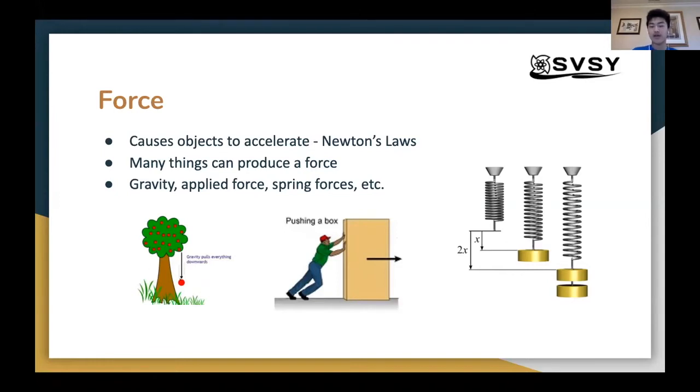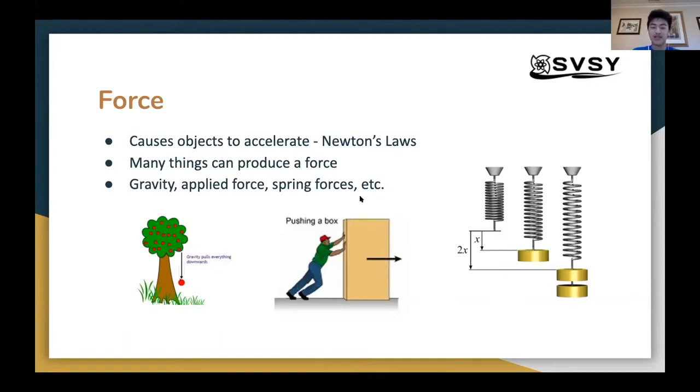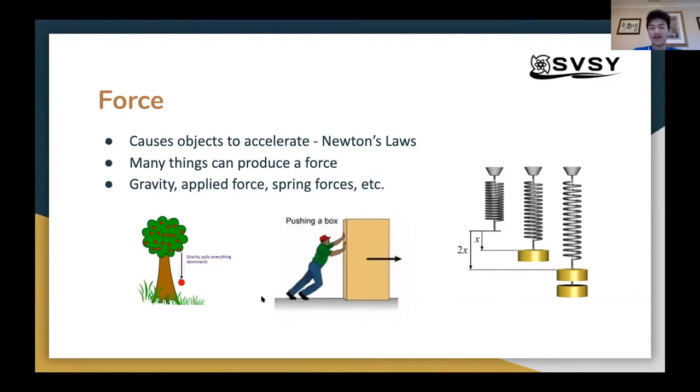And force can be produced by many things. So there are many different examples of force. The most common one would be the gravitational force, or gravity. And there are applied forces, which would be, if you see this man pushing a box, he is exerting a force on this box. That force would be called an applied force because it's literally applied by something or some person. It's an umbrella term for any force that we can apply on something.